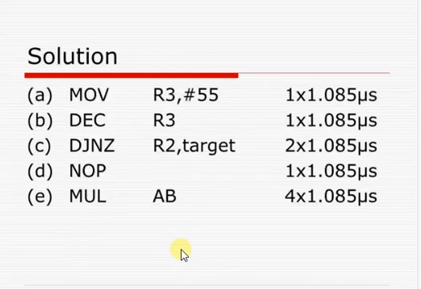For MOV R3, #55, it will take 1 into 1.085 microseconds. Why? Because it is a 1 machine cycle instruction. DEC R3 is also the same, that is 1 into 1.085 microseconds. DJNZ R2, target takes 2 machine cycles, therefore 2 into 1.085 microseconds. NOP is single, 1 into 1.085 microseconds. MUL AB is 4, therefore 4 into 1.085 microseconds. Like that, we can calculate the required time for executing a particular instruction based on the number of machine cycles required for that instruction.